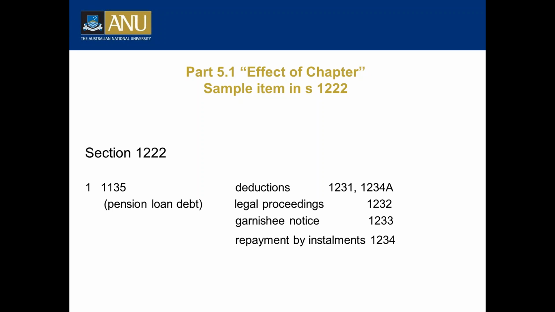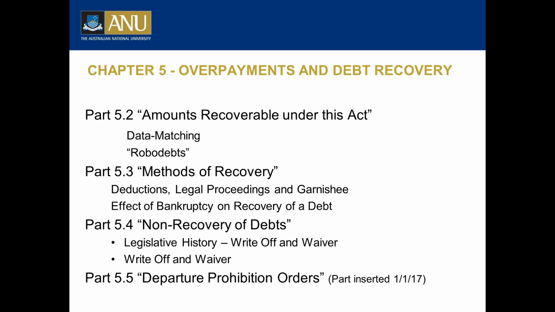Part 5.1. The reason why I've put this one up is that it actually specifies how debts can be recovered. So you've got a section like the pension loan debt raised under section 1135. Those four methods are the only methods that can be used. Right through Part 5.1, there are all the different debts and how they can be recovered. Almost all are the same: deductions from current payment, legal proceedings, garnishee or instalments. There's just one or two which are different. Some of the ways of collecting compensation debts is purely through legal proceedings. Garnishees have a lesser mechanism as well.